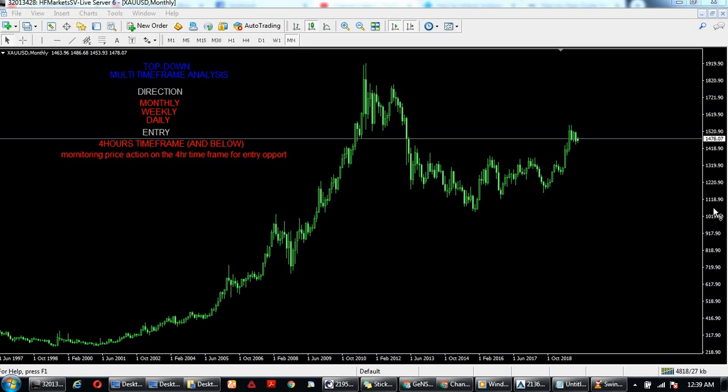I personally prefer getting my entry from the 4 hour time frame. That's what we do. So we will start all the way from the monthly time frame, and we want to have the monthly, the weekly and the daily in confluence, saying the same thing. This is our monthly time frame, so let's see what has been playing out for the last couple of months and weeks and years, so to say.